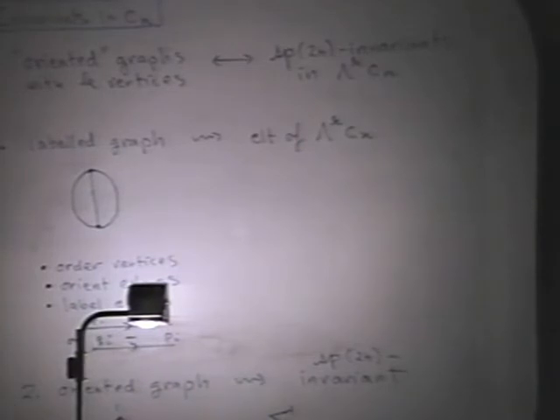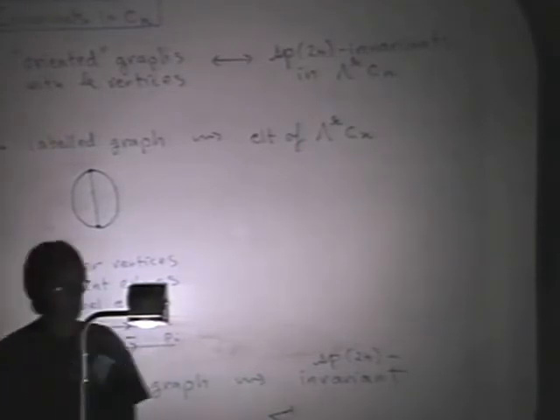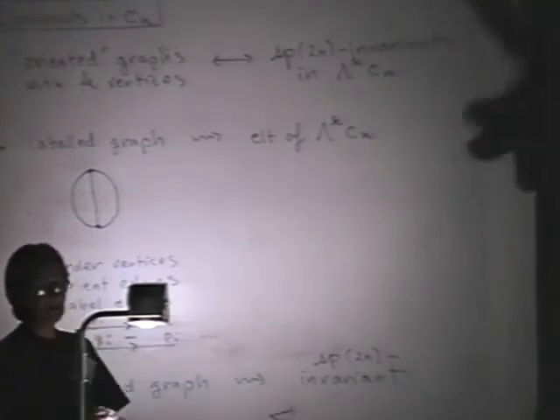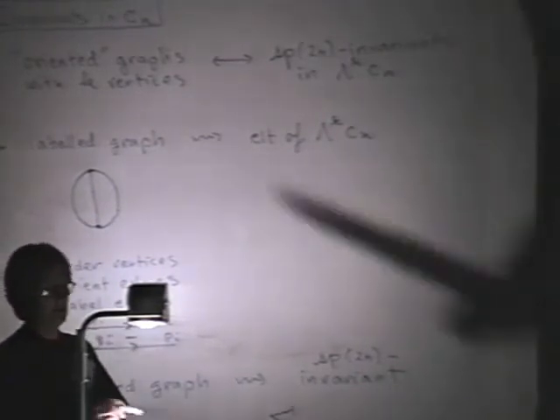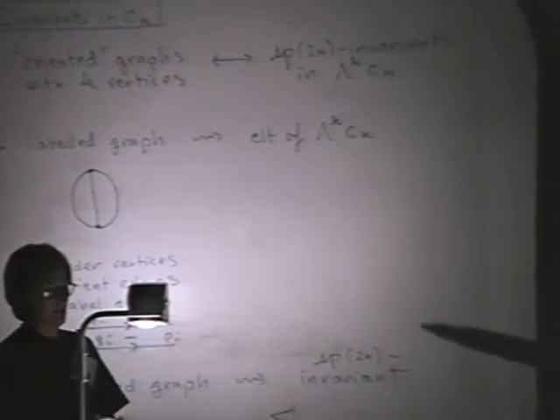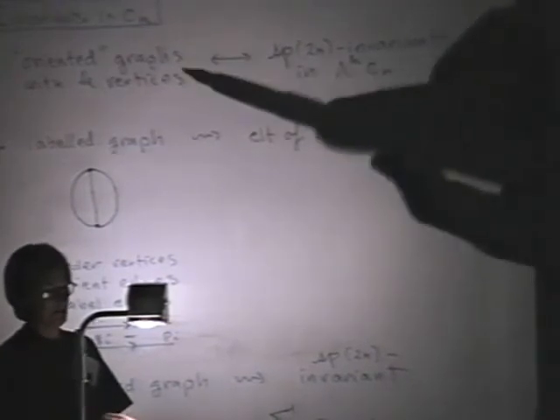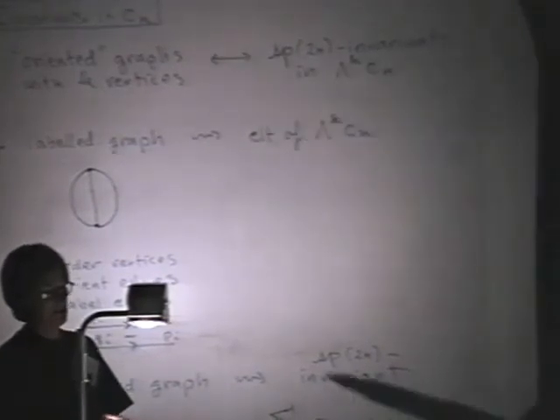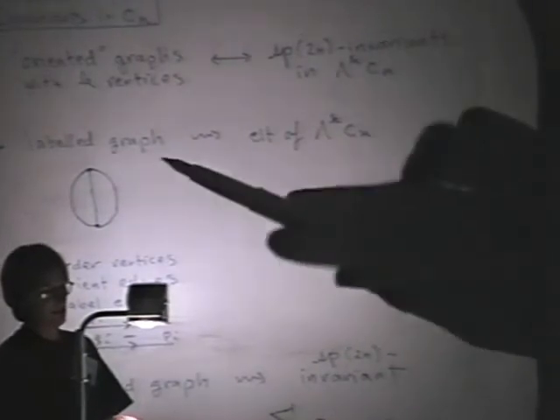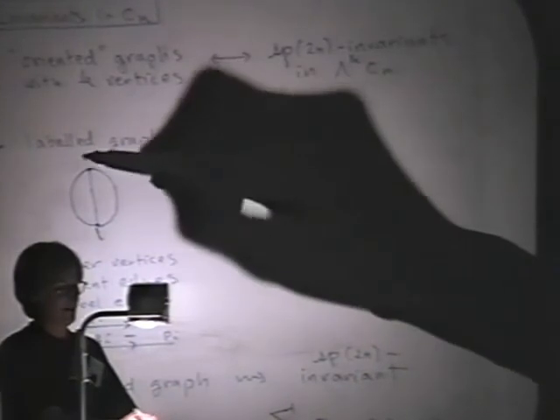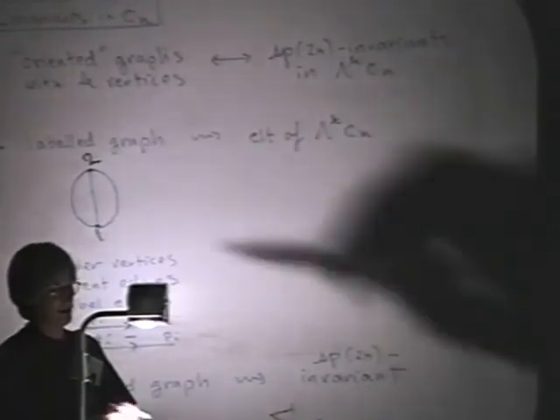This is a very quick tour of the graph of the proof. Here we go. Okay, so I claim here's a way to get an invariant in Cn. I start with something I'm calling an oriented graph with K vertices. So I take a graph. I'm supposed to order the vertices, like that maybe. I'm supposed to orient the edges.